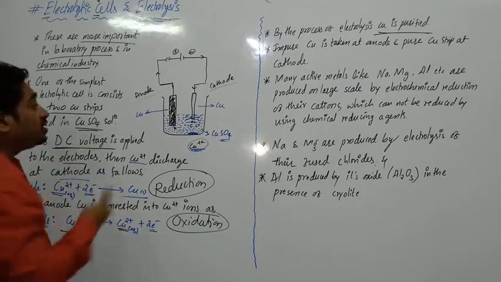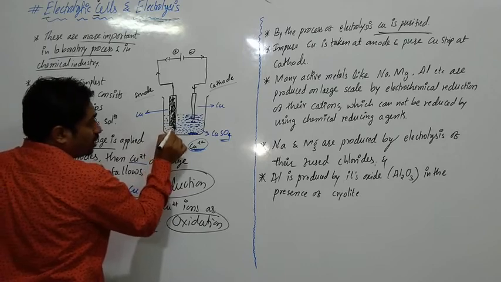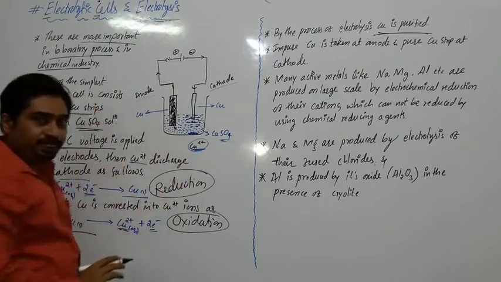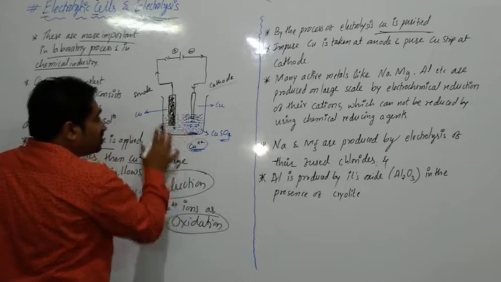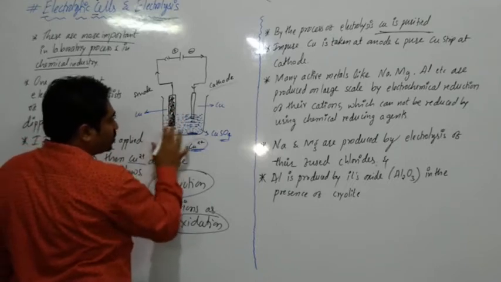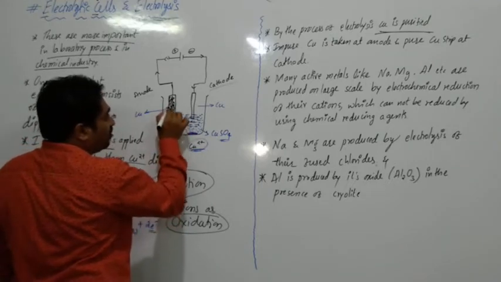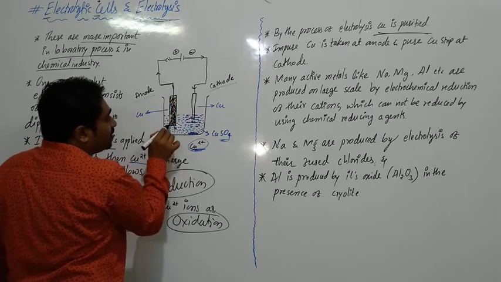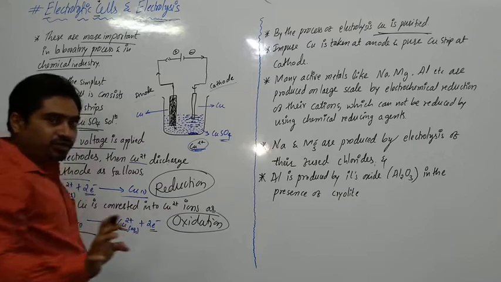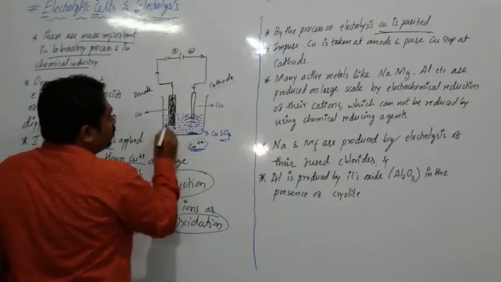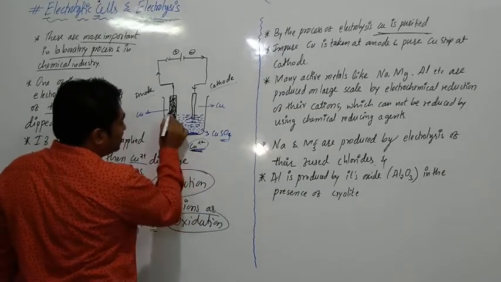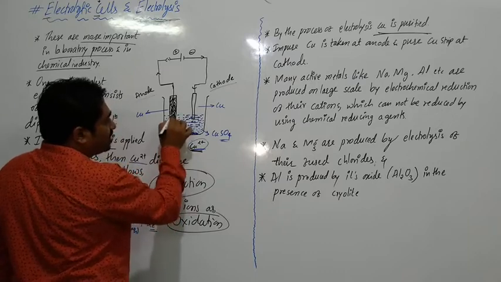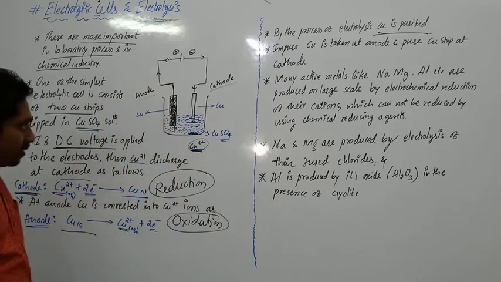Only the copper atoms from the electrode are converted into copper 2 plus, isn't it? And the other metals which are present on the surface of the impure copper also come into the solution. Here now the solution contains copper 2 plus ions and some impure ions given by the impure copper.